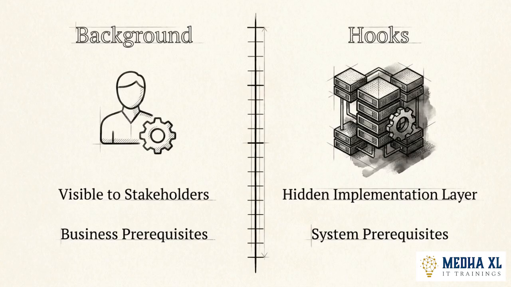If the prerequisite is the user is logged into their account, that provides essential context to the product owner. It belongs in the Background. Hooks operate on the opposite rule. They manage hidden system states. If the prerequisite is the Chrome WebDriver was initialized, the product owner does not care. It is a mechanical necessity, not a business requirement. It belongs in a hook.